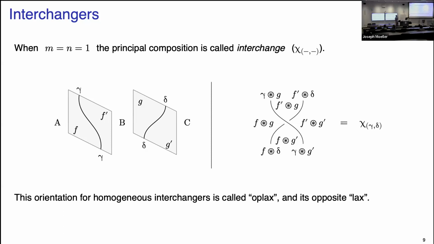You can have either or both. It's parametric in the variance of the interchangers. Okay.